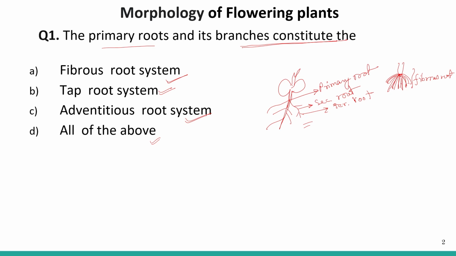And here we cannot say that this particular root is the main root. Earlier, when the seed germinates, it gives rise to one main root, but later that degenerates and many roots come out from the base of the stem. So that forms the fibrous root.